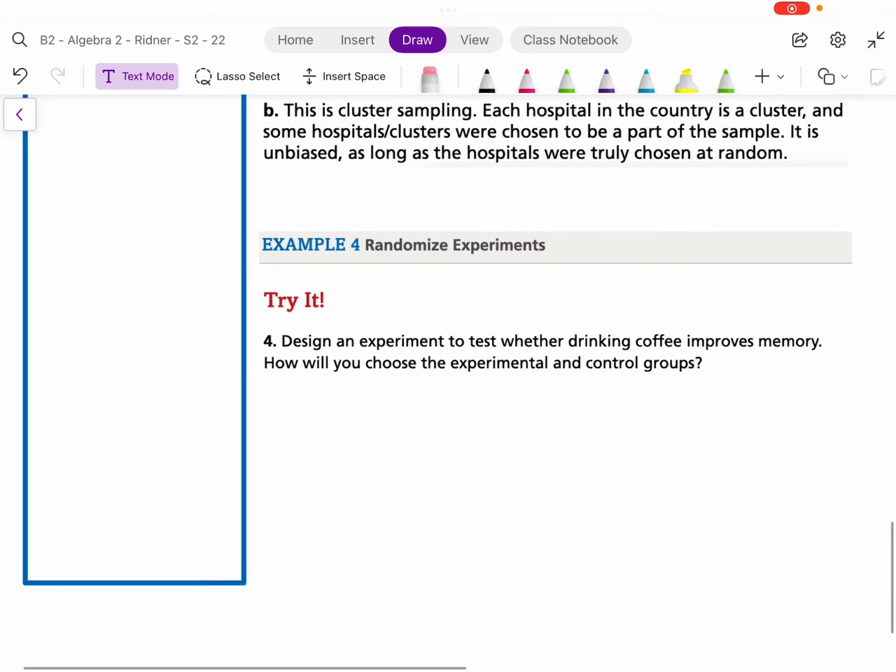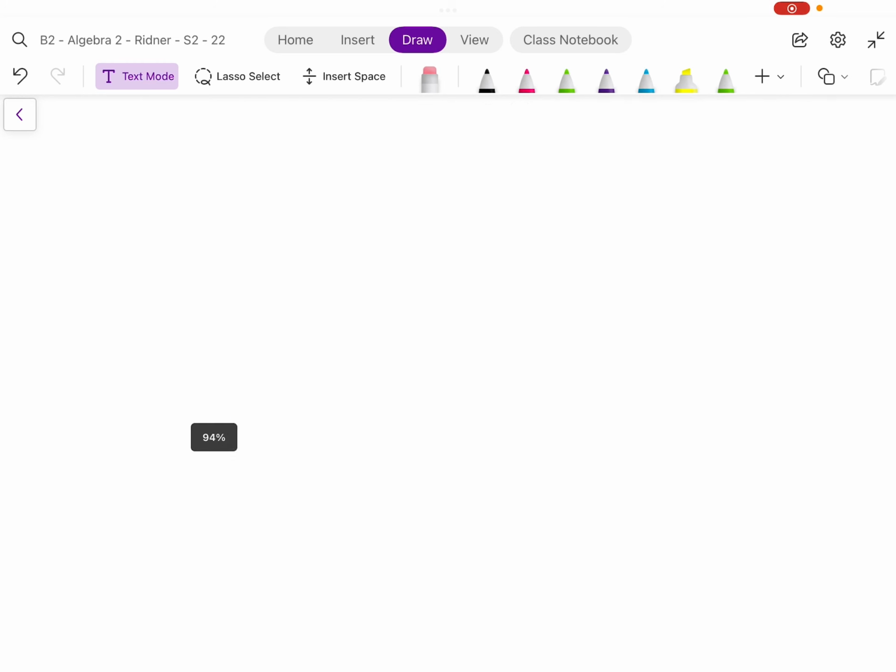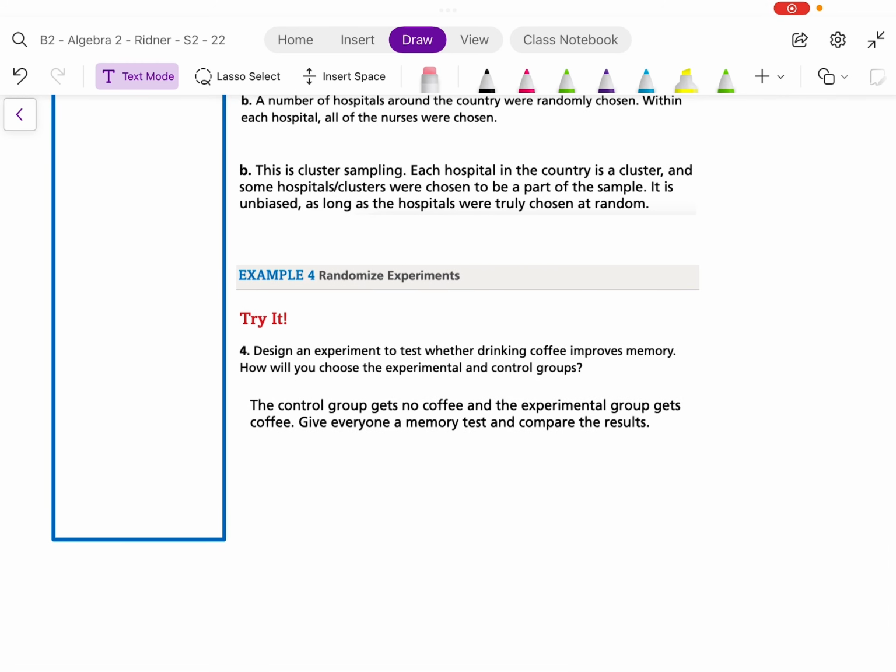And then last, let's think backwards a little bit. What would we do to design an experiment to test whether drinking coffee improves memory? And how would you choose the experimental and control groups? Well, the control group gets no coffee, and the experimental group gets coffee. Give everyone, both control group and not, a memory test, then you can compare the results. That would help also keep the bias out because you are comparing both sides.